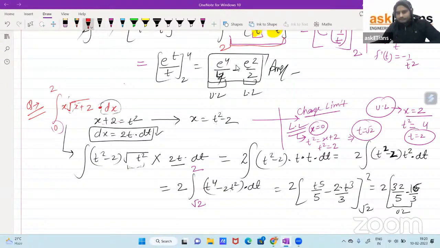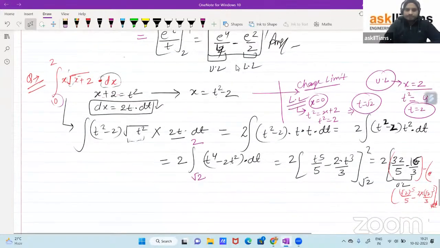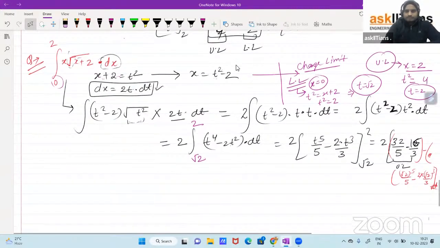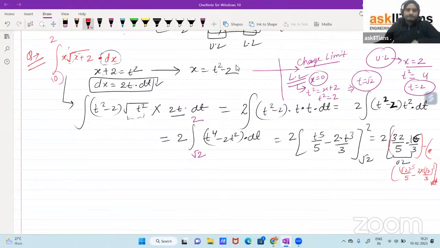This one minus the lower limit, which will be root 2 power 5 divided by 5 minus 2 into root 2 power cube divided by 3. Now you can solve it and write your answer. This is simple mathematics now.